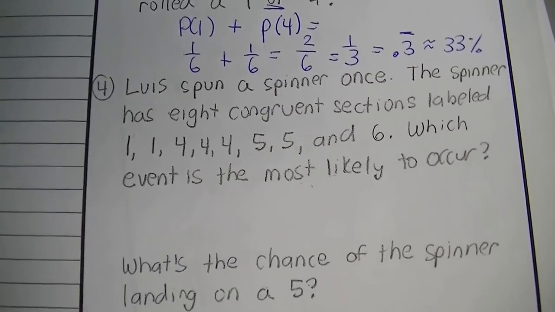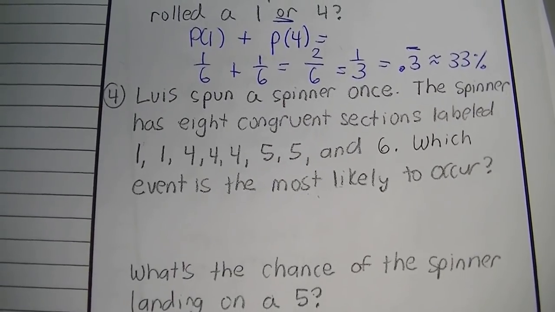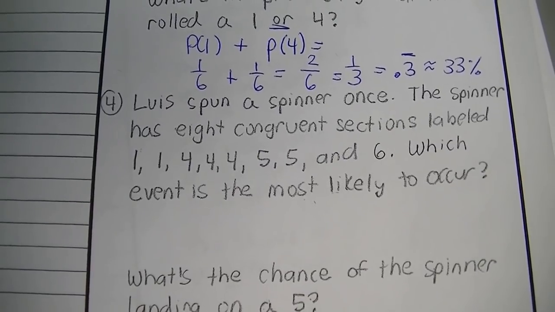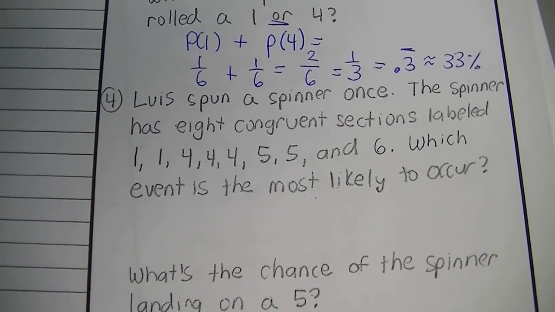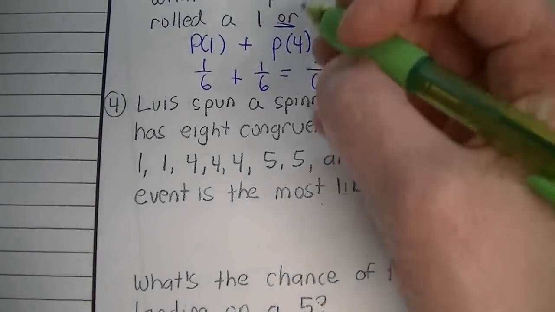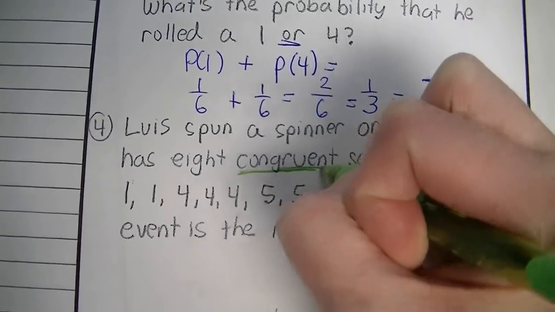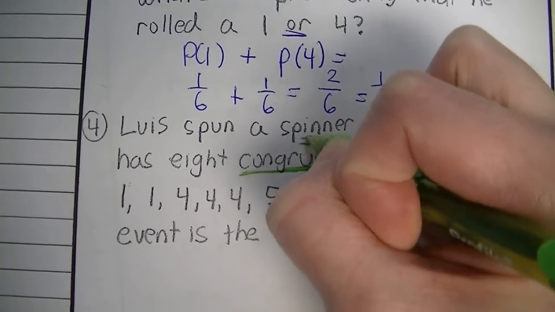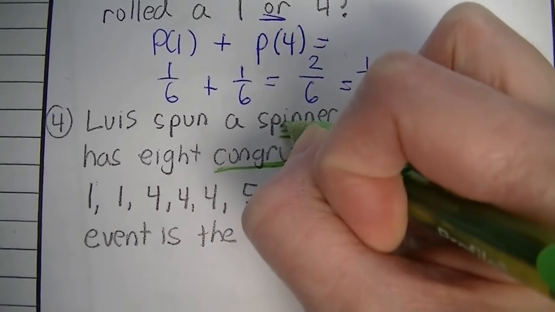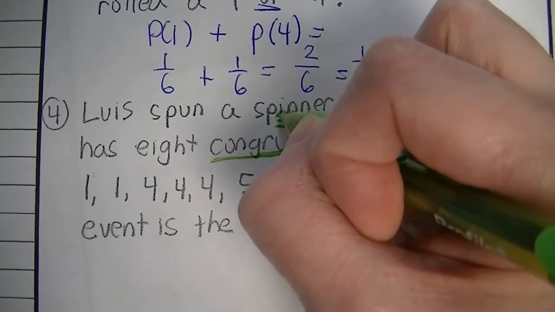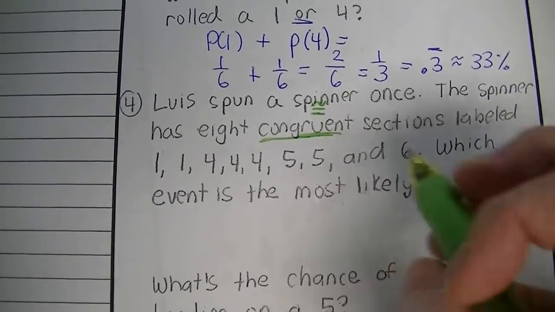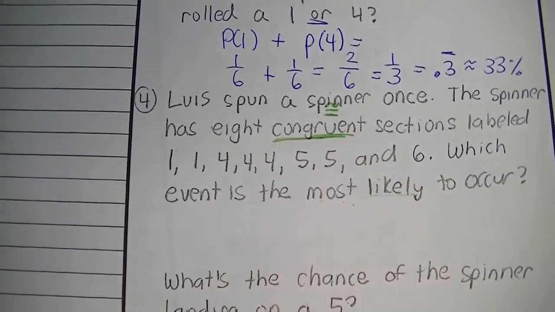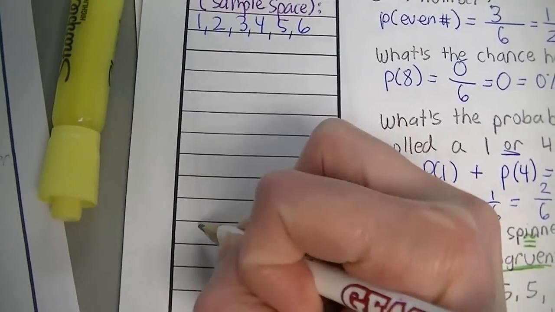Number 4. Louis spun a spinner once. The spinner has 8 congruent sections labeled 1, 1, 4, 4, 4, 5, 5, and 6. I want you to know that congruent means that they're all the same size, same shape, same angle measure. And I don't know if you remember this, but a while ago I showed you that this symbol right here means congruent. You've got an equal sign with a squiggly above it, kind of like an approximate sign. So that means congruent. And we need to know which event is the most likely to occur. So I'm going to go ahead and list the sample space right here, also known as the possible outcomes.